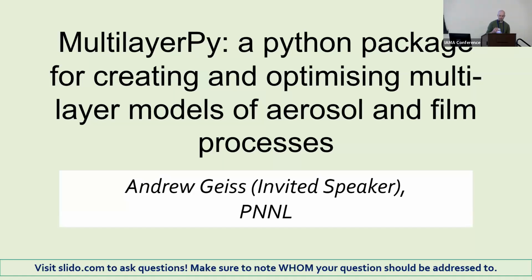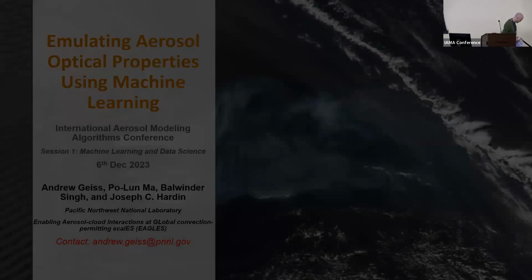All right, so our first speaker is going to be Andrew Geiss. He's a data scientist at Pacific Northwest National Laboratory in the Atmospheric Science and Global Change Division. He received his PhD in atmospheric science from the University of Washington in 2020. He focuses on applications of machine learning and data science to various research areas in the atmospheric sciences, including climate modeling, satellite remote sensing, radar meteorology, and boundary layer dynamics. So everybody welcome Andrew Geiss.